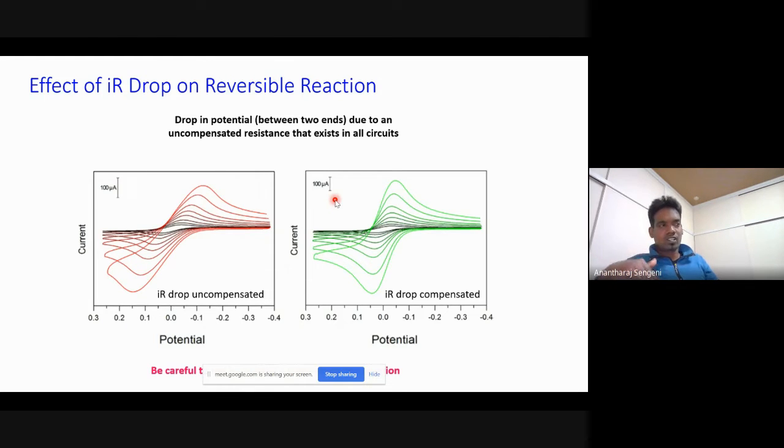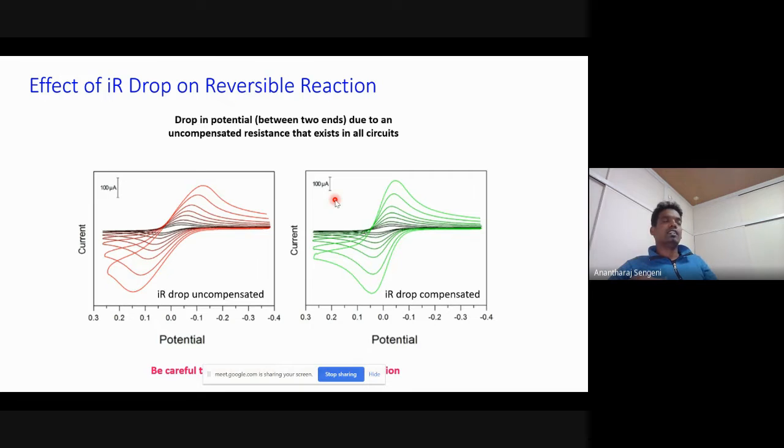So this is how the existing uncompensated resistance in a circuit causes a potential drop. This potential drop increases with increasing current, because obviously when the magnitude of I is higher, the drop in potential is also going to be higher. That is why for HER and OER at the high overpotential region, we see a larger difference before and after IR drop compensation, because IR drop increases with increasing current density.